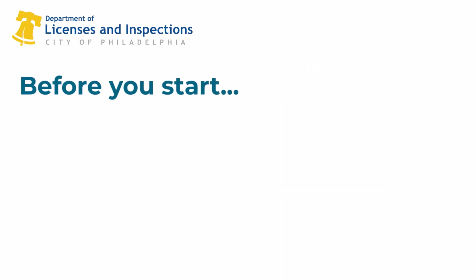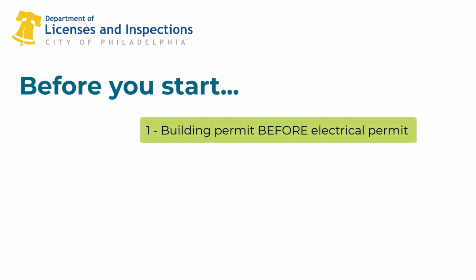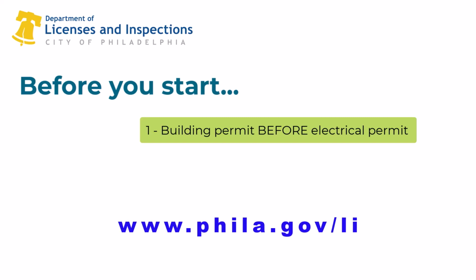Building permits, when required, must be issued before the related permit. So, to minimize your wait time, please apply for your building permit if needed, before your electrical permit. Check phila.gov/li for details on when a building permit is required.